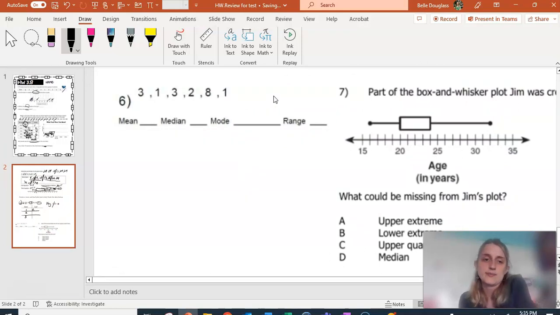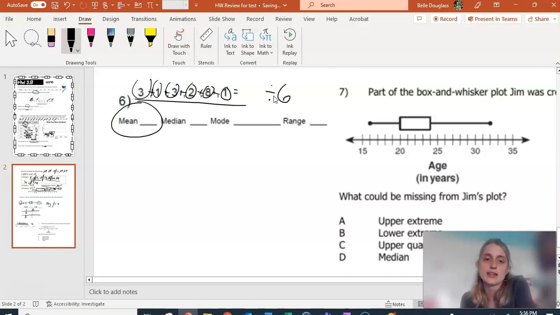Here's your data set. You need to find the mean, add them all up, and divide by 1, 2, 3, 4, 5, 6. Tell me what that is. You need to find the median, put them in order of least to greatest, and find the middle number. You need to find the mode, the most common number.